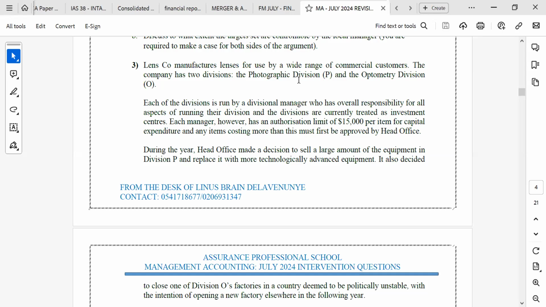So you have to explain the two situations, because the question is saying that there is an expenditure limit per item for capital expenditure, and any item costing more than this amount must first be approved. So they can't make decisions on their own. But what if they decide to? You see, we are all humans.